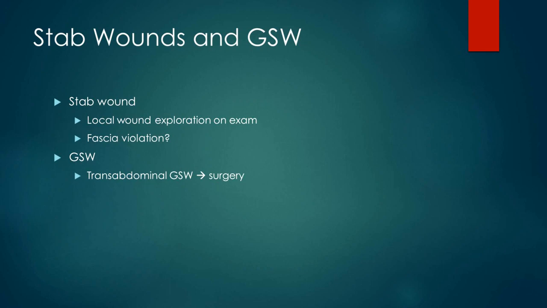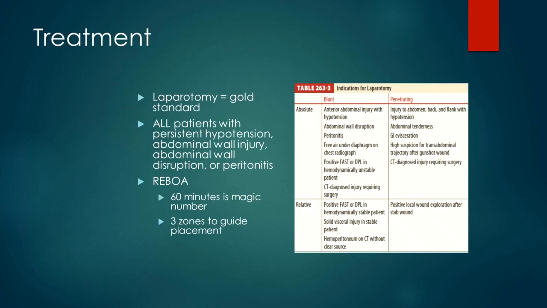Gunshot wounds, transabdominal GSWs, they go to surgery at some point because there are so many hollow organs and issues that can come from it. They need to run the bowel and check things out. So almost universally, a transabdominal gunshot wound will go to XLAP. Again, all patients with persistent hypotension, abdominal wall disruption, or peritonitis will probably need to go to laparotomy. There's a table from Tintinalli's there on the right that's talking about absolute indications for laparotomy for blunt and penetrating trauma, and then again relative ones there on the bottom.